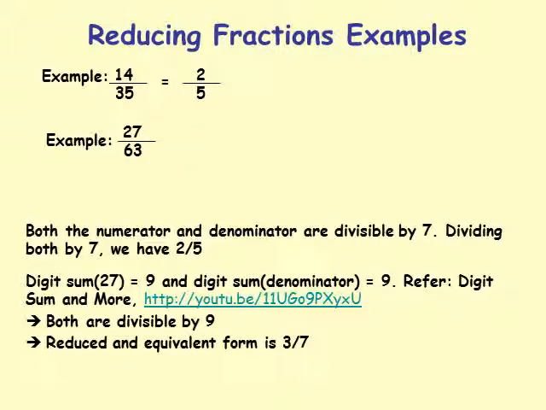That's what happens. To reduce that to equivalent form, if you divide 27 by 9, I get a 3, and 63 by 9, I get a 7. So it is 3 by 7.